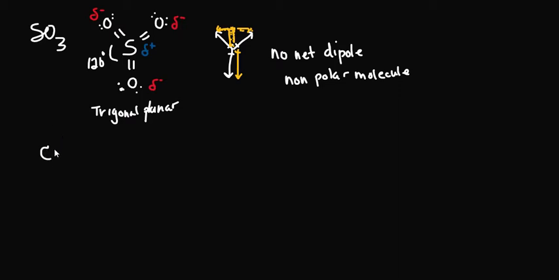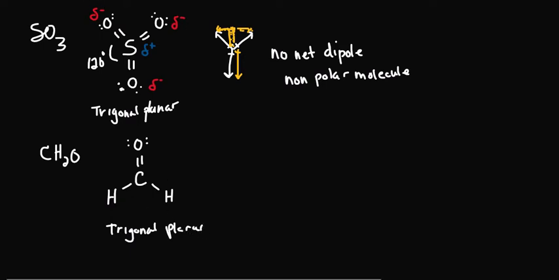But be mindful, I'm going to show another trigonal planar example with formaldehyde, which has a Lewis structure like this. This is also trigonal planar. 3 electron groups. And I can draw in my dipoles.